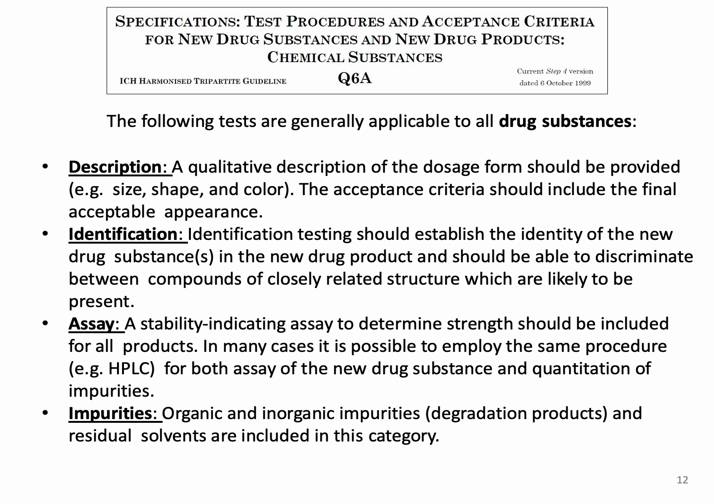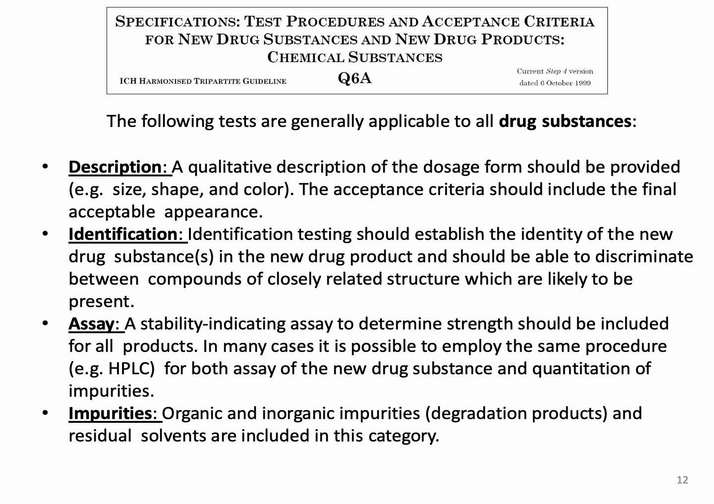Now we can look into the ICH Q6A, which is related to the specifications, test procedures, and acceptance criteria for new drug substances and new drug products. Here you see we talk about substance and products, but product is the substance plus excipients. So here we can again have the description about the drug substance. That's a qualitative description of the dosage form that should be provided in size, shape, and color. So the acceptance criteria should include the final acceptance appearance.